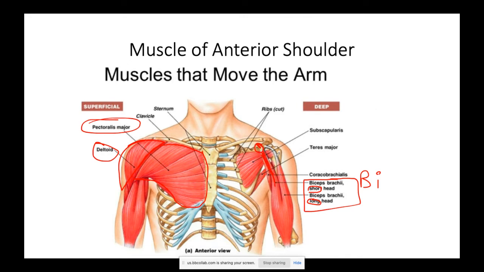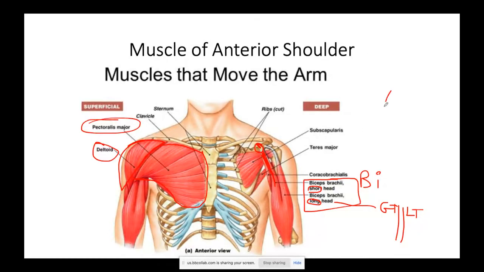The long head goes through the bicipital groove of the humerus. The bicipital groove is between the greater tubercle and the lesser tubercle. Between the two tubercles is this intertubercular groove, or bicipital groove. It's this gap or space, and that's where the long head travels. It goes right through the bicipital groove, and it originates on the top of the glenoid cavity.